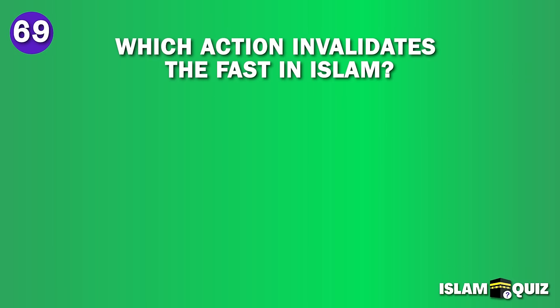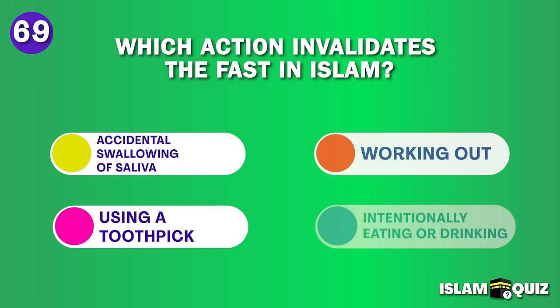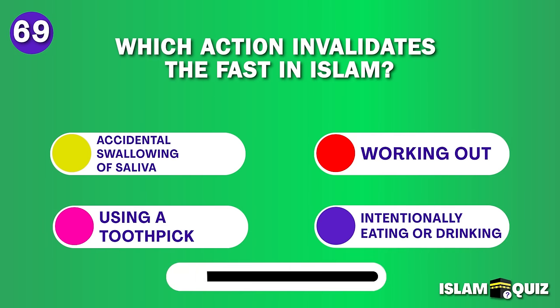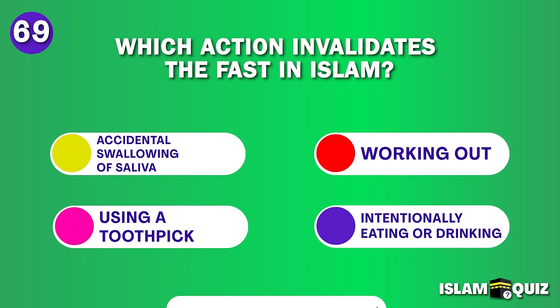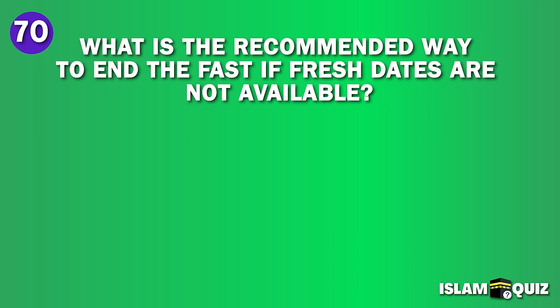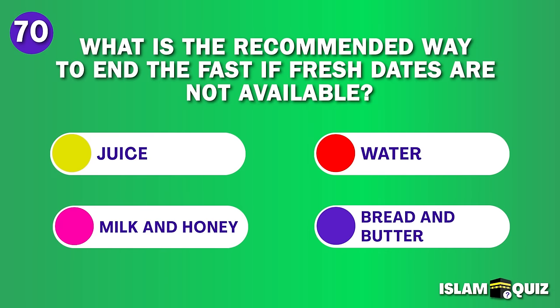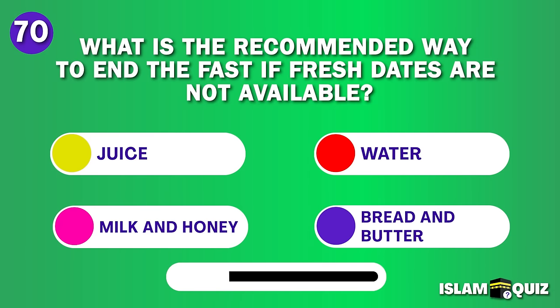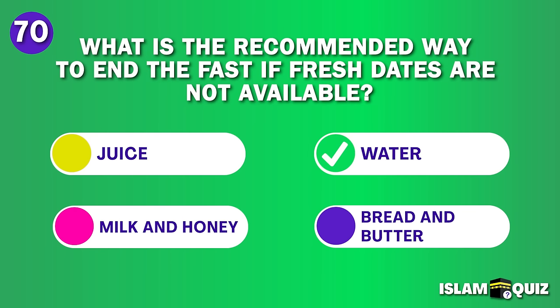Which action invalidates the fast in Islam? Intentionally eating or drinking. What is the recommended way to end the fast if fresh dates are not available? Water.